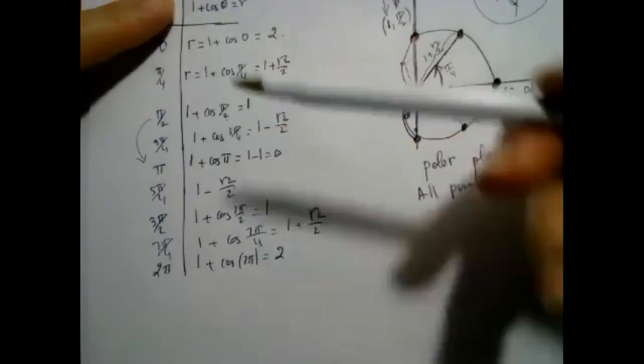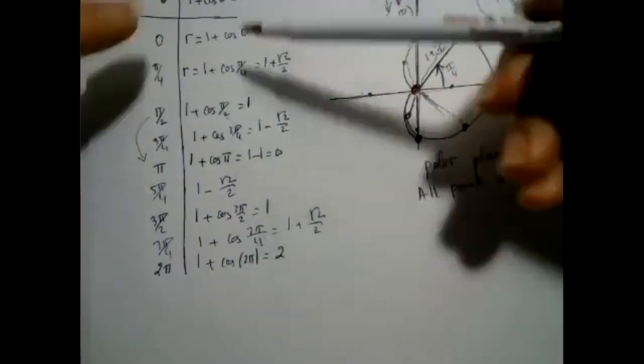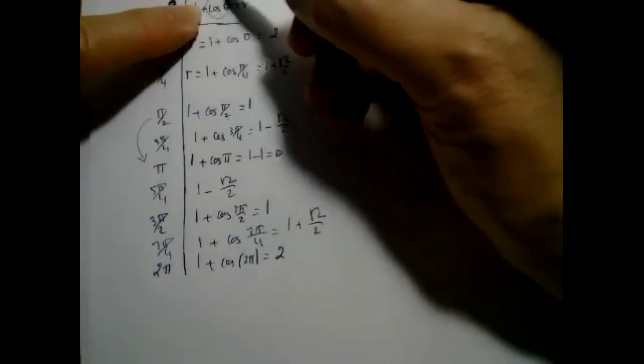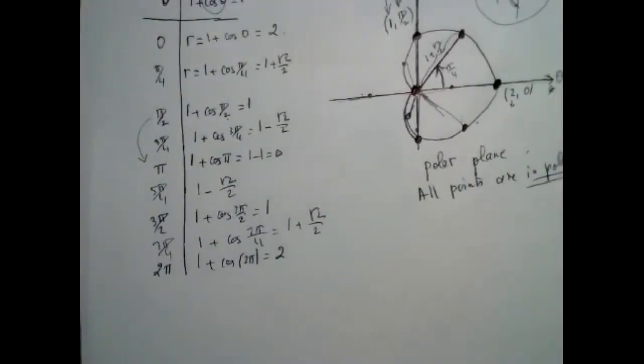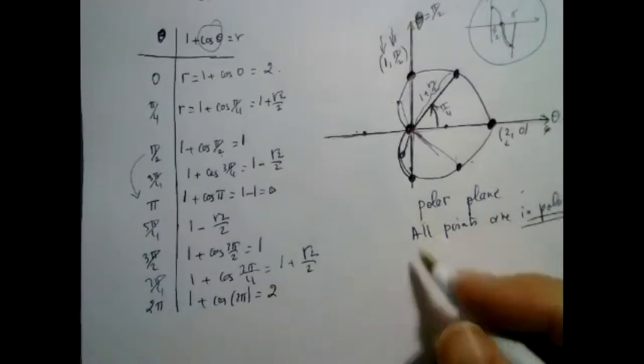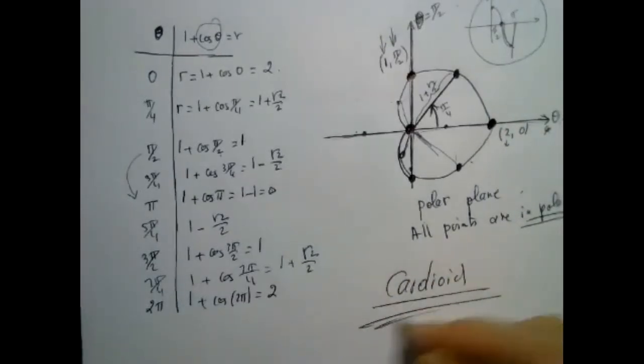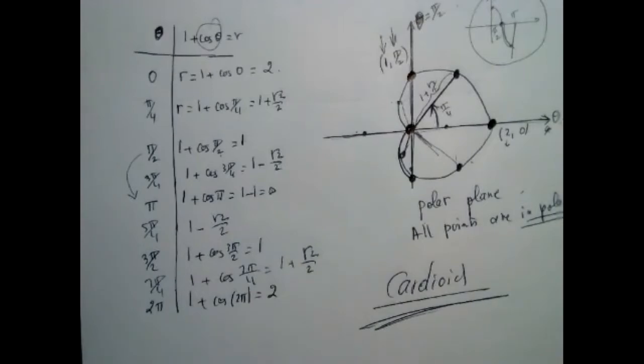Okay, when I go after 2 pi, I'm going to start repeating myself, because the cosine theta starts repeating itself after that. And then we can stop, and that's really the graph in polar coordinates. And as you can imagine, this graph is called a cardioid because it looks like a heart. That's why it's called a cardioid. Okay, and that's really the graph.